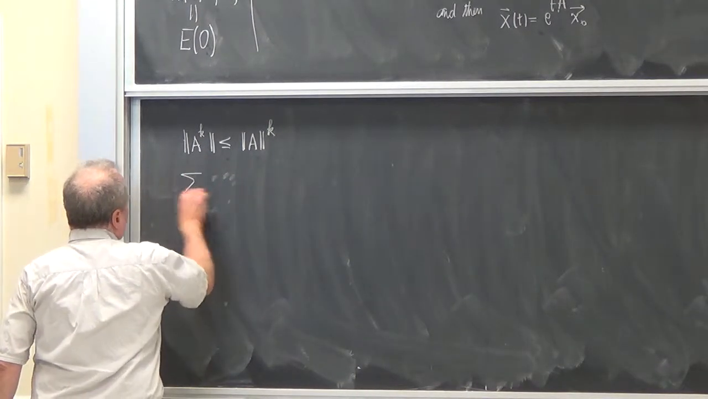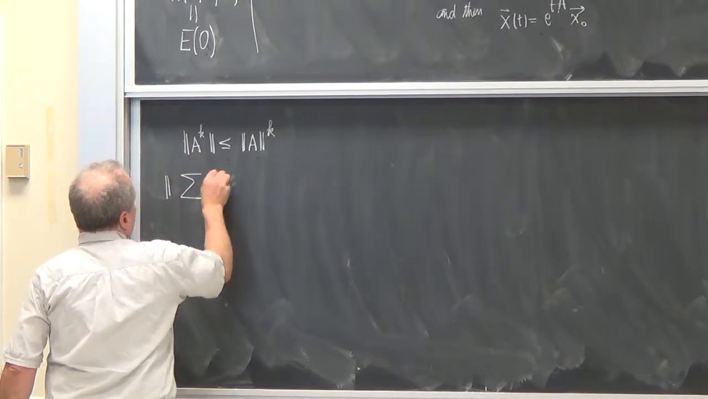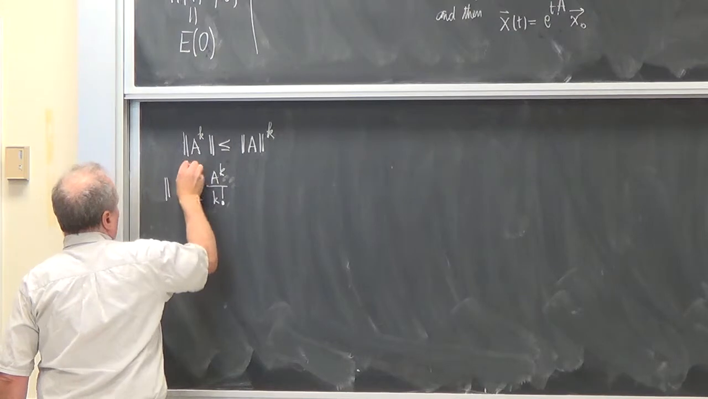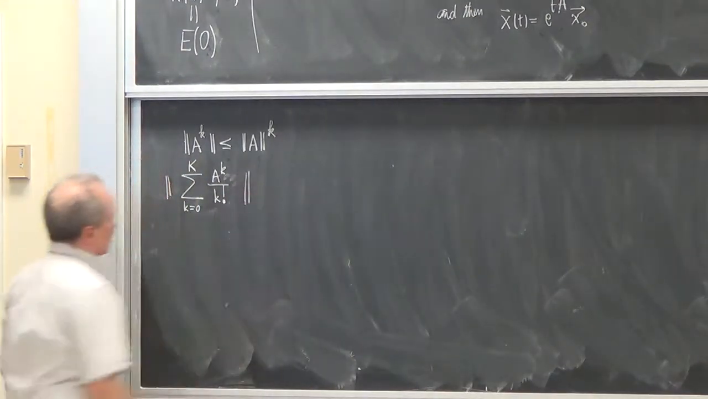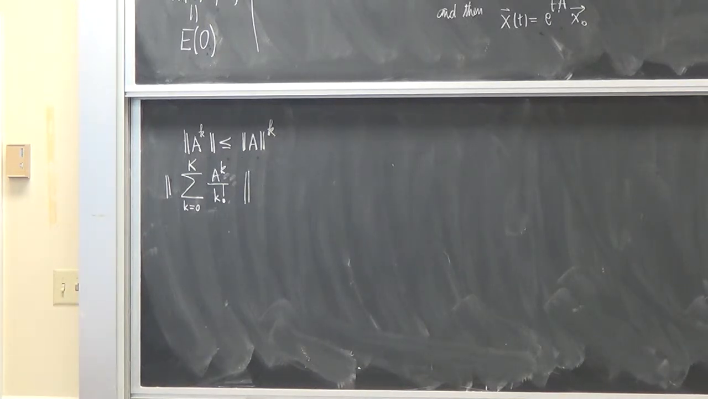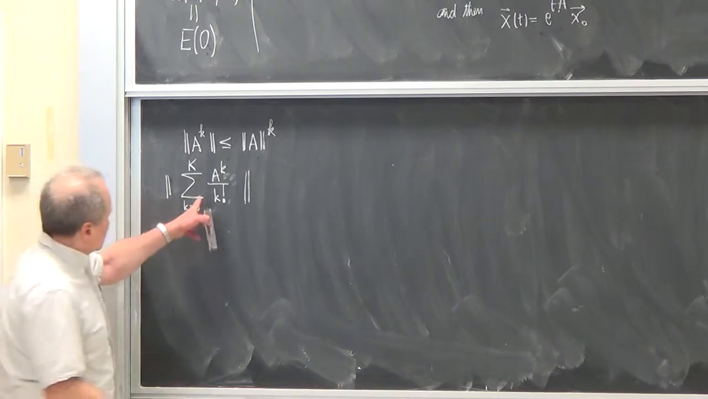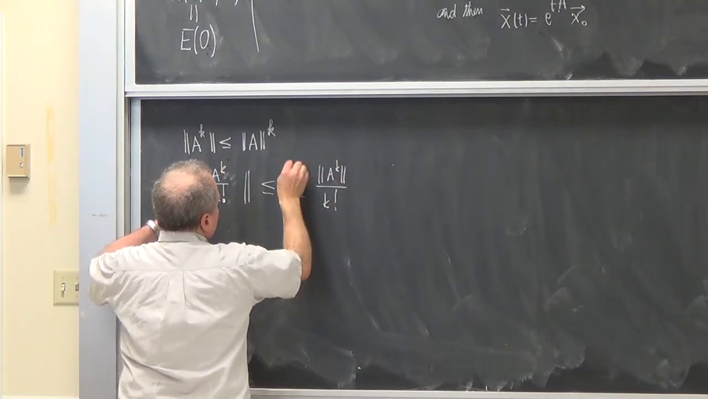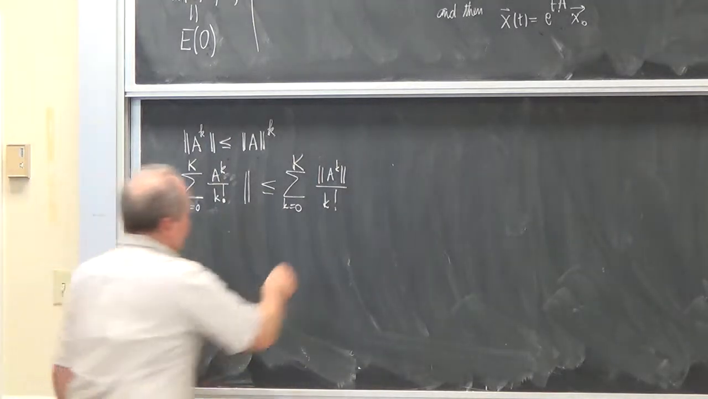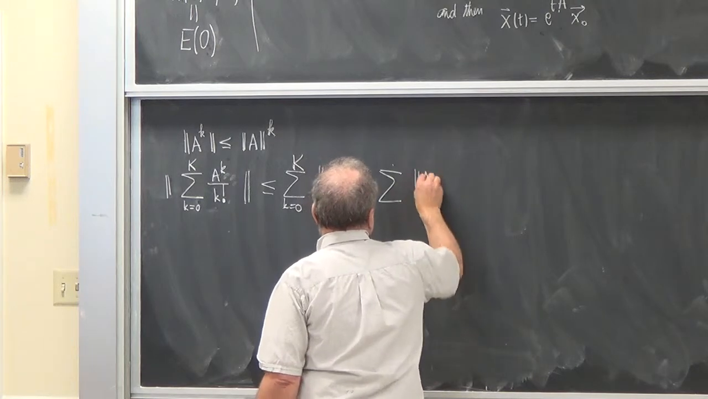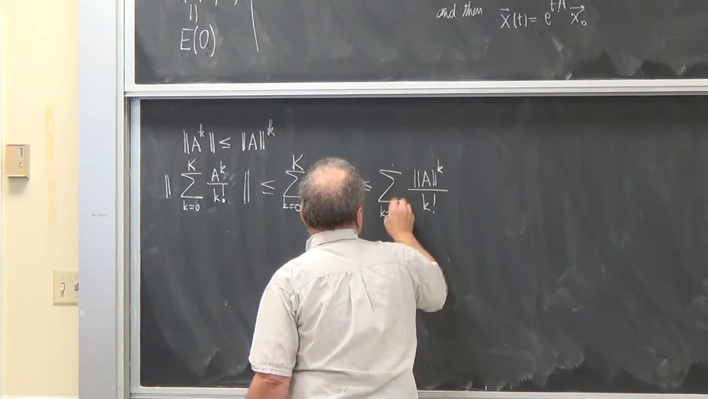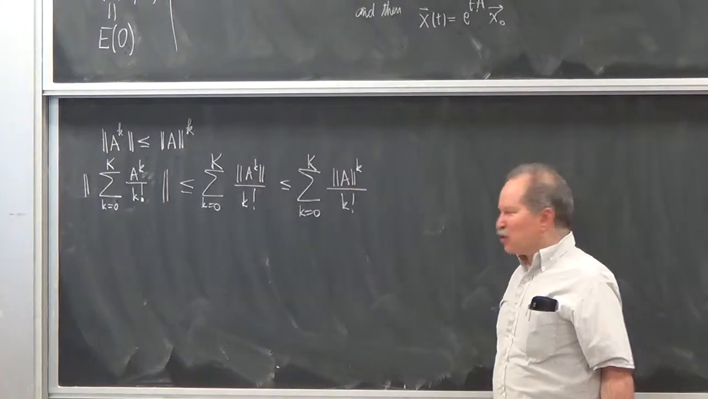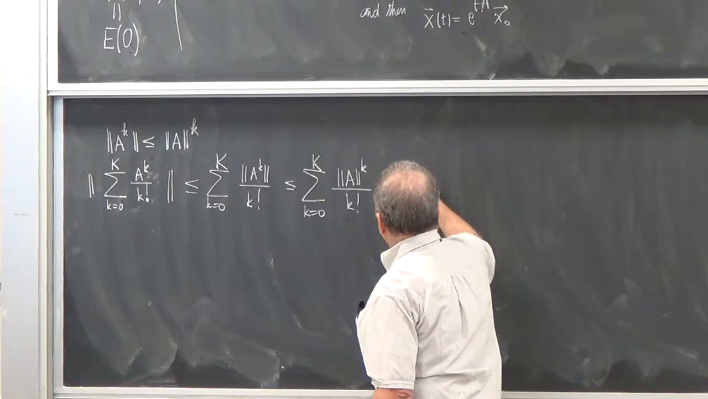So therefore, let's just say you go to sum capital K. You take the partial sums of this series, and you go out to sum capital K. The norm of the sum is at most the sum of the norms by the triangle inequality, which is at most the sum of the norm of A to the k over k factorial. So now it's just looking like the partial sums of the plain old exponential series with a real number in there. And we know that series converges, so these partial sums are all bounded by e to the magnitude of A.